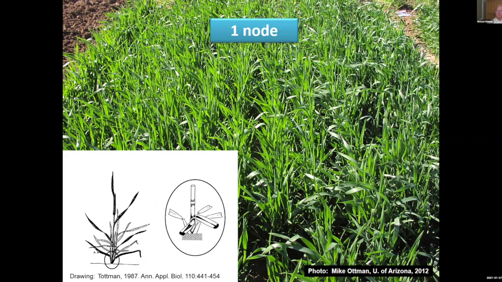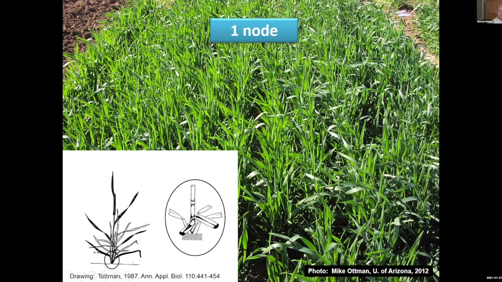Now here we start getting into the stage called the 1-node stage, or this would be called early tillering. Early jointing. Some people call it stooling. And it's called the 1-node stage because you literally have 1 node above the ground.